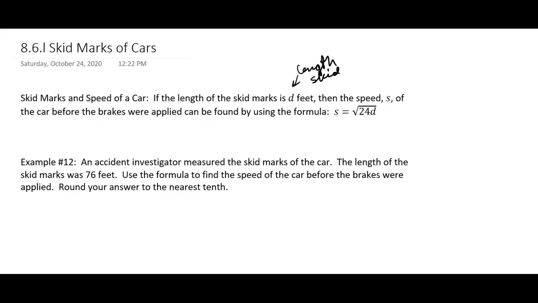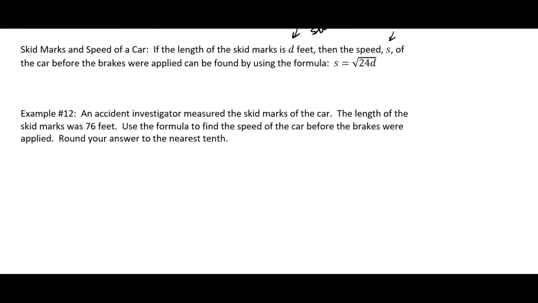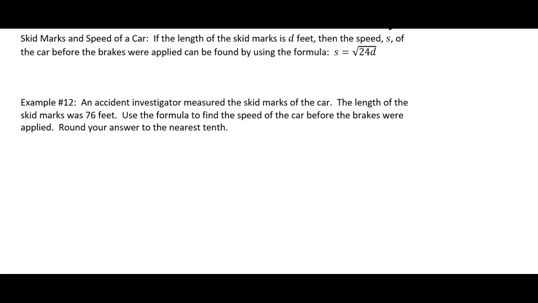Then the speed, s, so s is the speed of the car before the brakes were applied, can be found by using the formula s equals the square root of 24d. So there's my formula. Years ago there was an accident and the police came out and my sister was like, oh, they'll be able to tell how fast that car was going by measuring the skid marks. And she was right. Here's the formula.